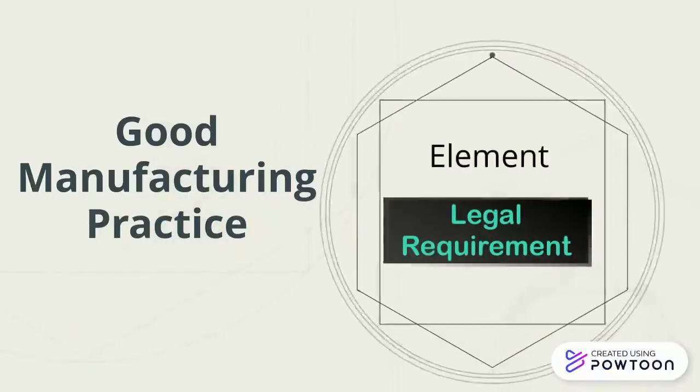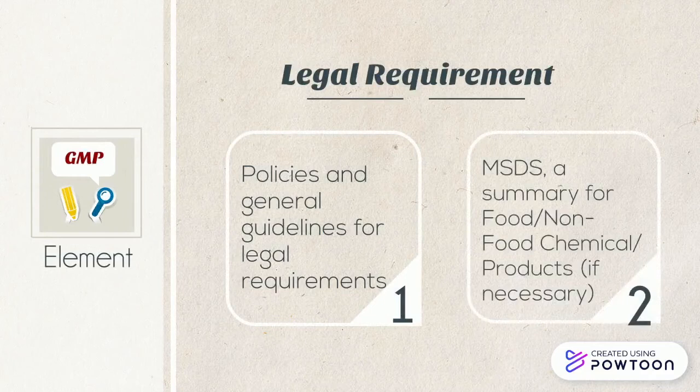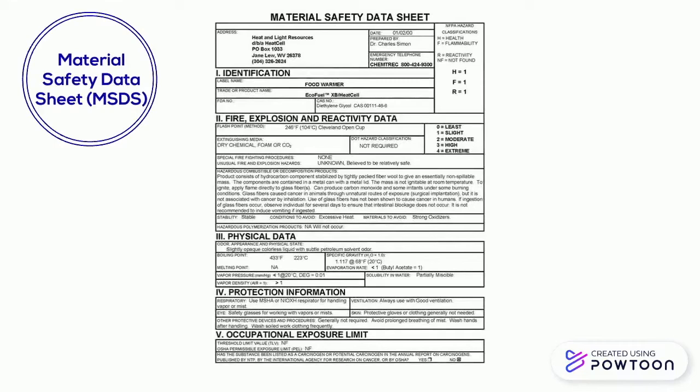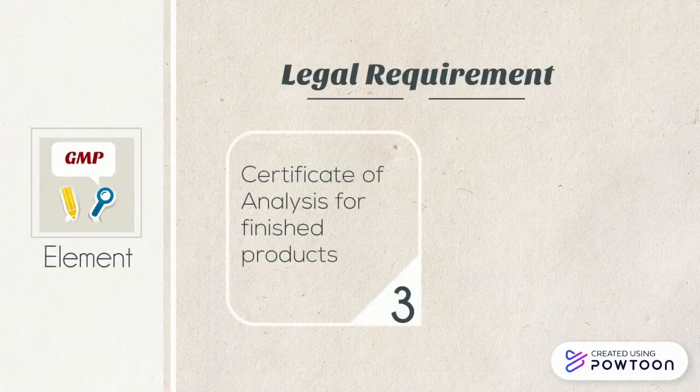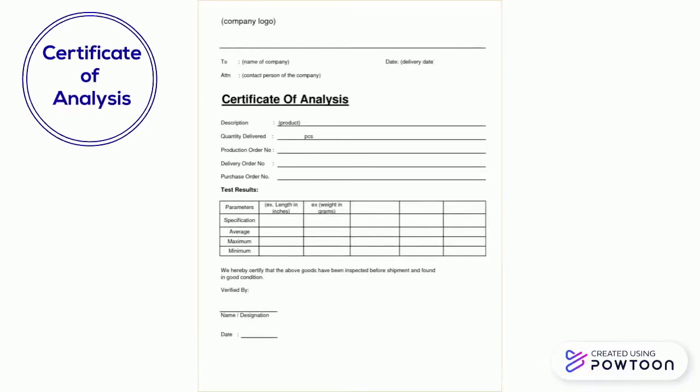Next element, legal requirement. Inside this element, the auditor will look for policies and general guidelines for legal requirements, and SDS, a summary for food, non-food chemical products if necessary. Material safety data sheets, a document that contains information on the potential hazards and how to work safely with the chemical products. They will also look for the certificates of analysis for finished products and SOP related to these elements to prove the quality of the product. Certificate of analysis, a document that is issued by quality assurance that confirms a regulated product meets its product specifications.